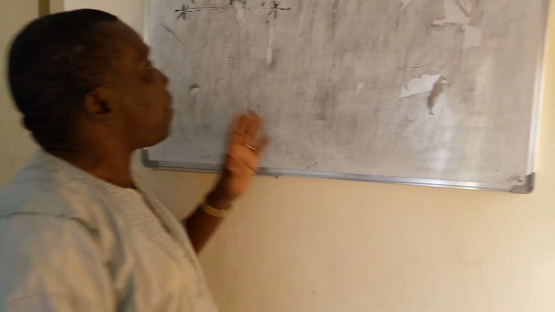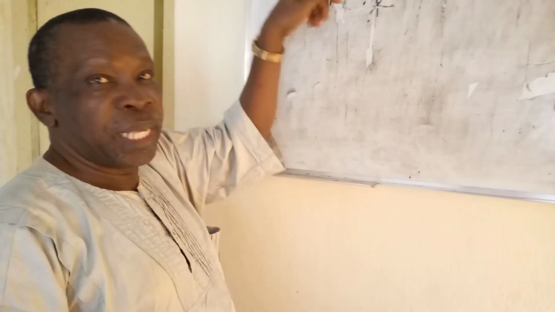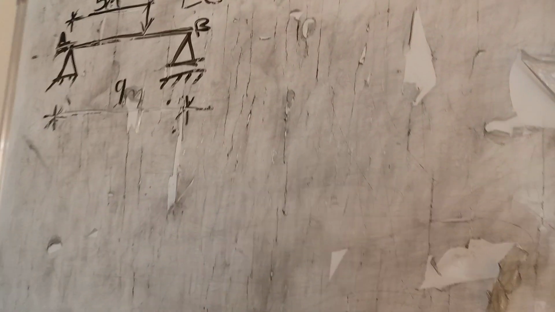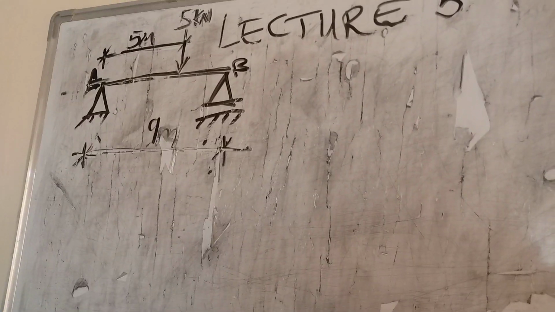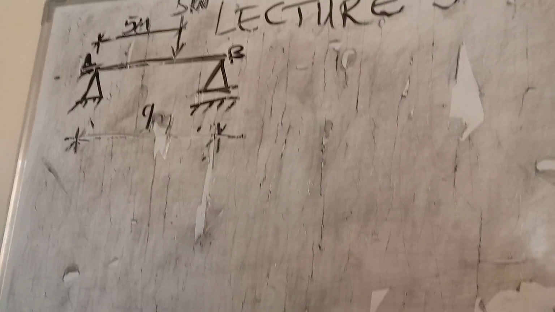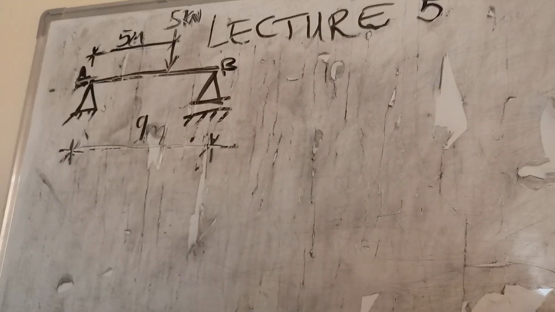Now we're looking at another beam. The first one we did, the load was at the middle. Now the load is not at the middle, because the span of the beam is 9 meters now, and the load is at a point 5 meters from point A. Now let us look at how we're going to deal with this. We're moving on gradually so that people will understand how bending moment is taken.